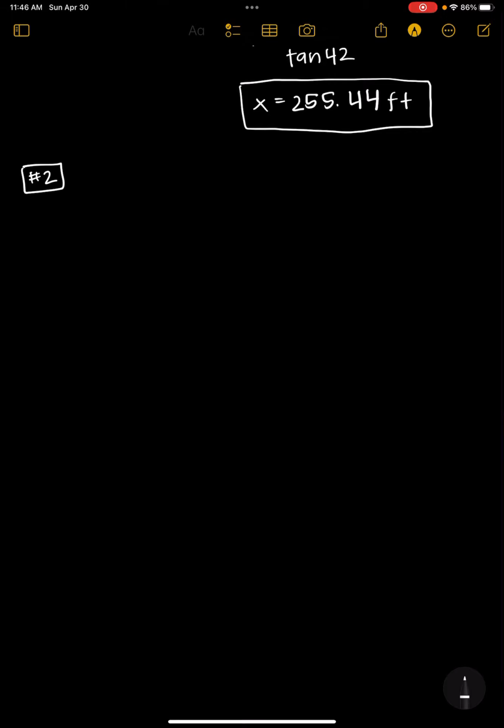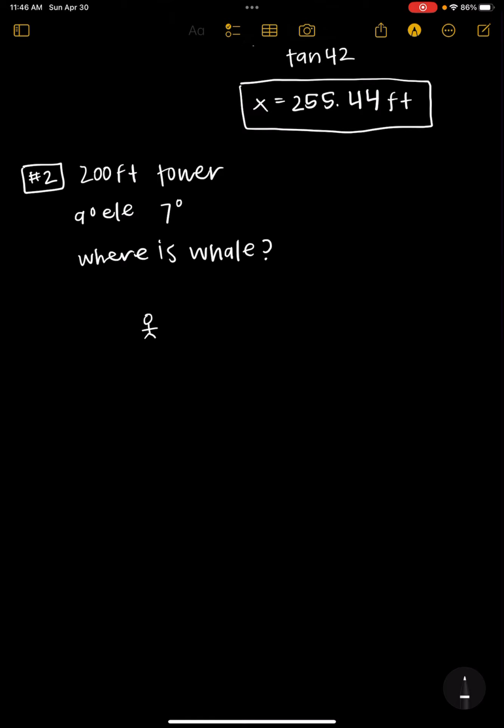All right, let's go through another example. This example says, from a 200-foot observation tower on the beach, a man sights a whale. The angle of elevation, so let's see, we have a 200-foot tower. So this guy sees a whale. The angle of elevation is 7 degrees. And how far is the whale from the shoreline? So where is the whale? All right, let's draw a picture. So we've got a guy on a tower.